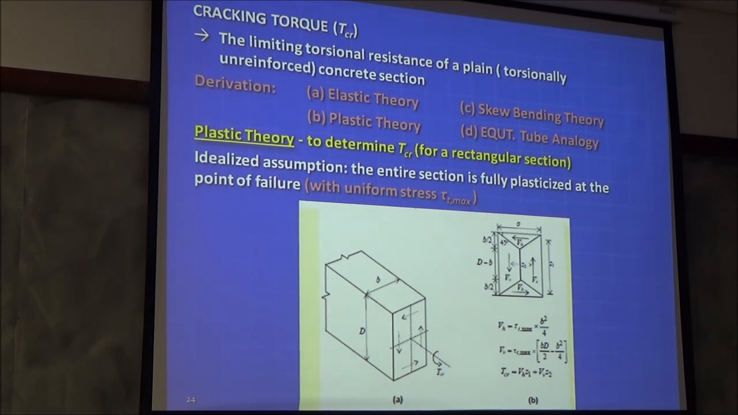The code has actually derived a formula based on plastic theory, and it's very easy to understand. Take a rectangular section. Let's apply a pure torque onto it. You have a shear stress distribution like what I draw. The CG of that stress is somewhere there.